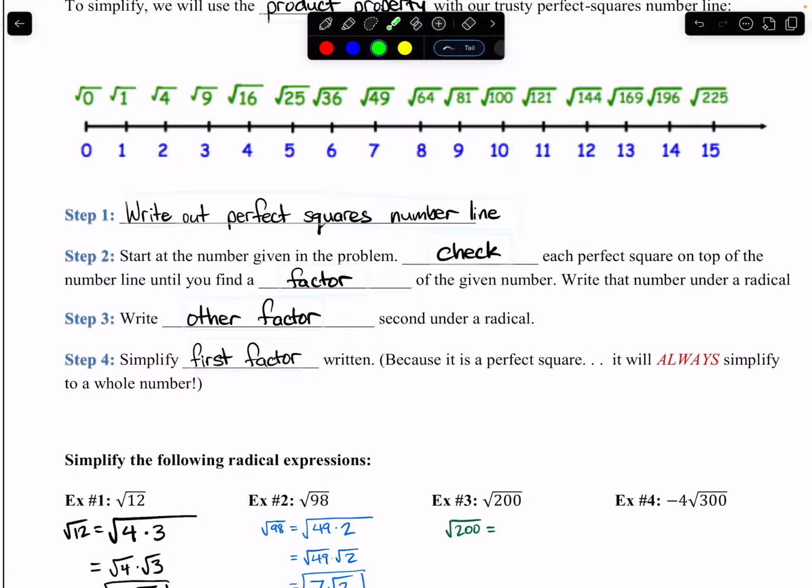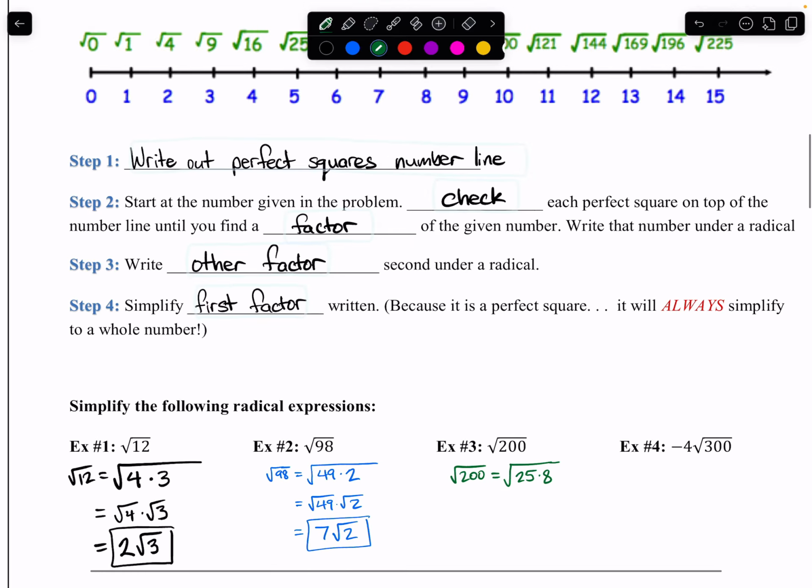But let's say I forgot that. Maybe I forgot that 100 doesn't really go into 200. So I keep going. 81 doesn't go into 200. Neither does 64 or 49 or 36. But 25 goes into 200. So let's say I don't pick the biggest perfect square, but I say 200 is 25 times 8. You can check my math.